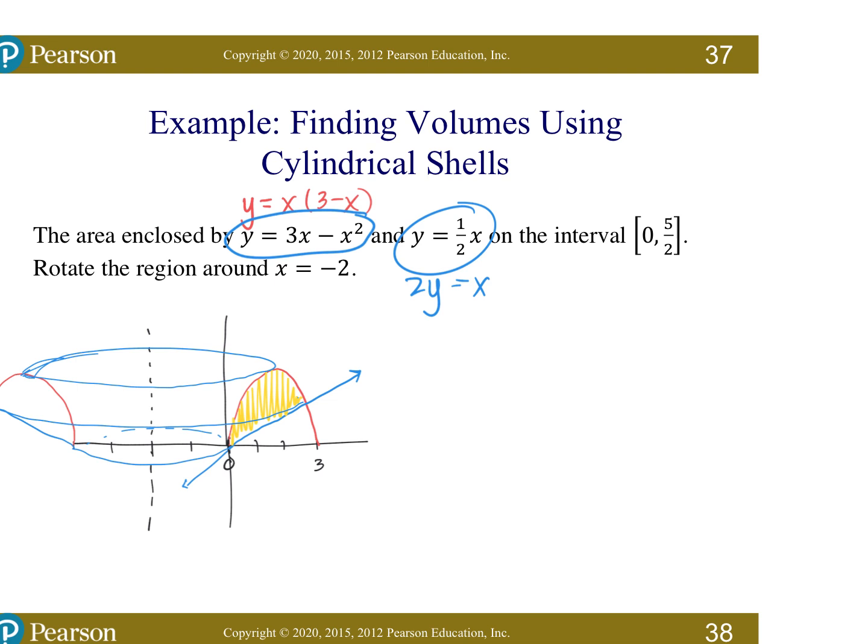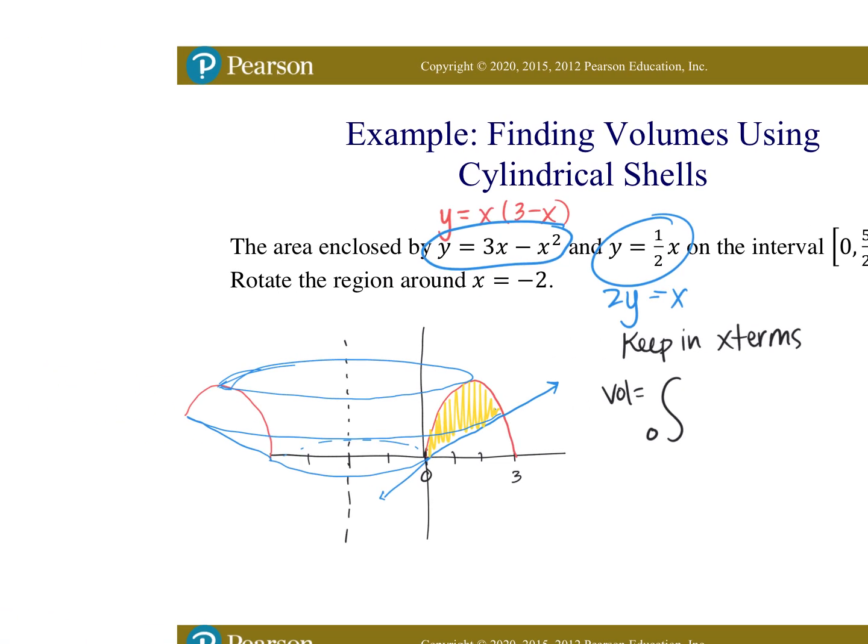So we're going to say, all right, I'm keeping this in x terms, which means the hardest part is just going to be making sure I have x bounds. So clearly I'm going from 0, but I need to know where these two things intersect each other. That might be the hardest part, is finding your x bounds. So our x bounds are going to be, okay, we've got to take 3x minus x squared and set it equal to half x.